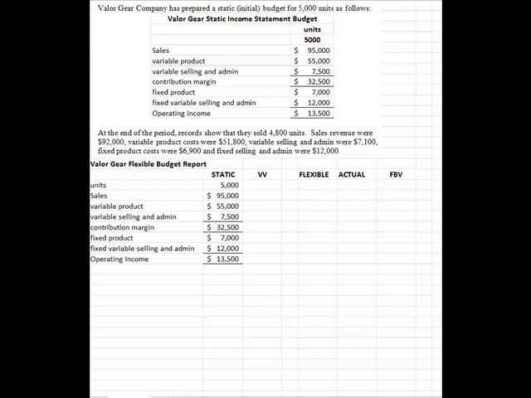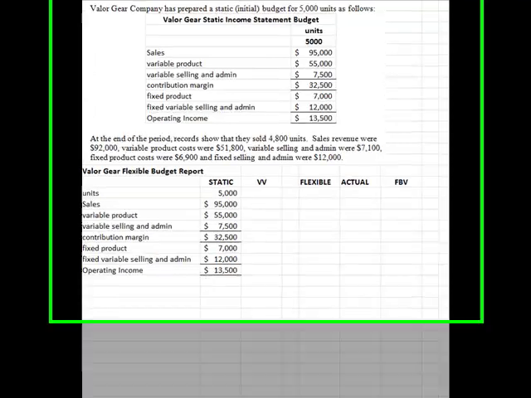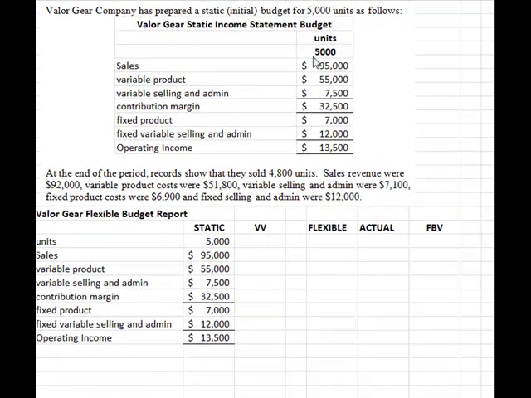So we're going to work on Valor Gear Company. They had a static budget based on 5,000 units. A static budget is a budget that's presumed at one level of activity. So they thought they were going to sell 5,000 units, and therefore they thought they were going to have revenue of 95,000 and these various costs.